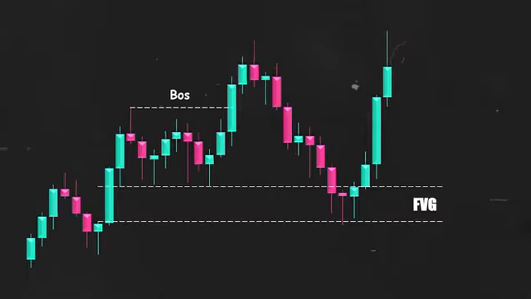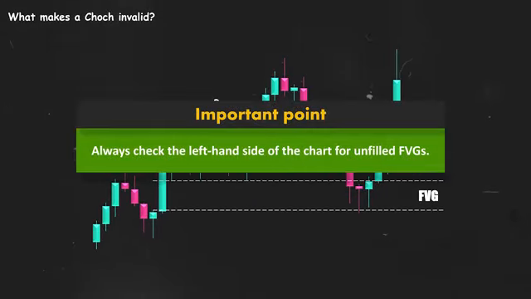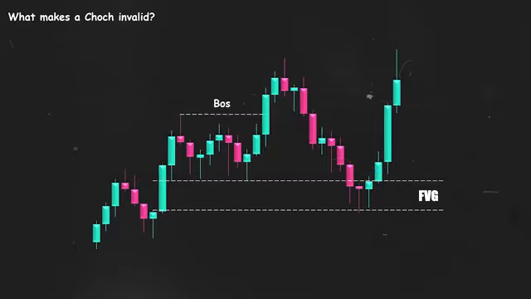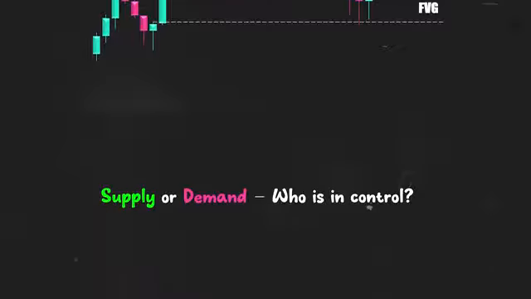The bottom line? Always check the left-hand side of the chart for unfilled FVGs. This helps you distinguish between a move that's just filling a gap and one that reflects a real shift in market sentiment. By doing this, you can avoid false signals and stay aligned with the bigger picture. With all being explained, let's move on to the next topic: supply or demand.